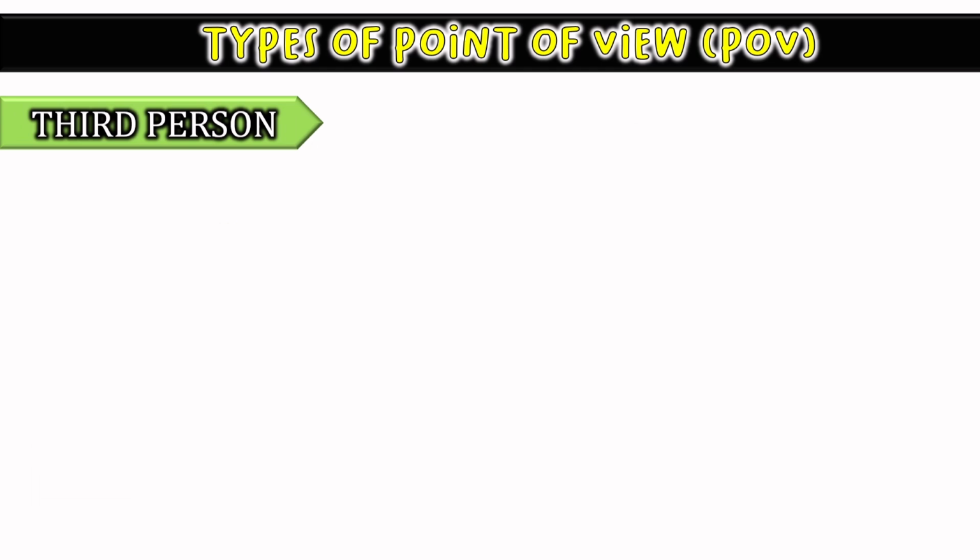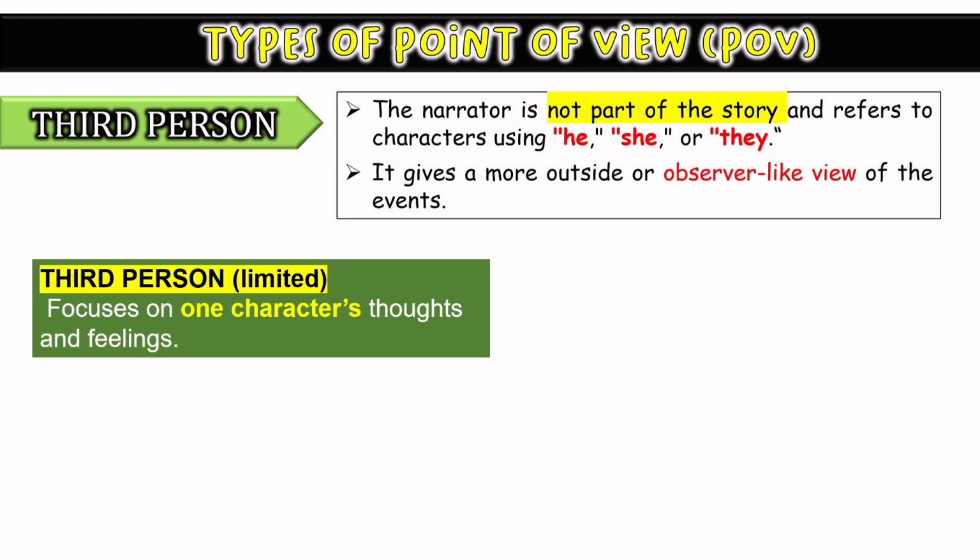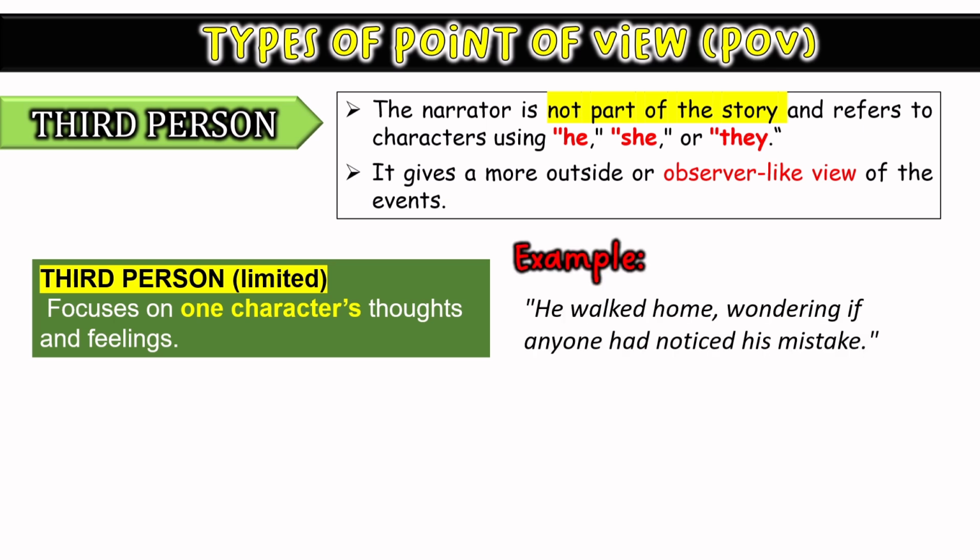Third-person point of view. The narrator is not part of the story and refers to characters using he, she, or they. It gives a more outside or observer-like view of the events. It has two common types. Third-person limited focuses on one character's thoughts and feelings. For example, he walked home wondering if anyone had noticed his mistake.